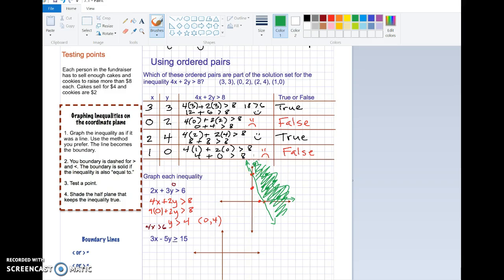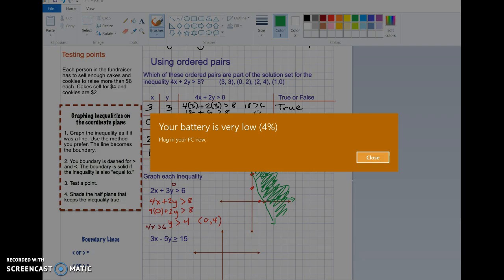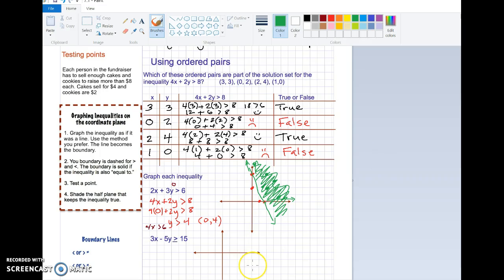But the question is, would anything on that line make it a true statement? We already know 2 points on the line. This one right here, 1 1/2, 0, and this one was 0, 4. We know that those two will not be included, that's not enough money. That's only $8. So I can't include that line. That means I need to do something different when I'm graphing this.